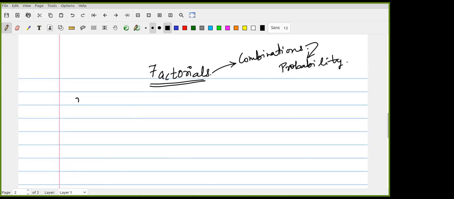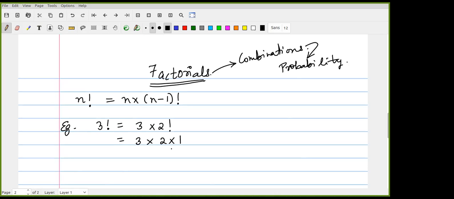When they say n factorial, don't take tension with this nomenclature. The way we express it in mathematics is n into n minus 1 factorial. Let me give you an example. Let me say 3 factorial. I'll keep opening this: 3 into 2 factorial, and then I can open 2 factorial as 2 into 1. So this is how we write factorial. For example, let me take 5 factorial. I can write 5 factorial as 5 into 4 into 3 into 2 into 1. Making sense?